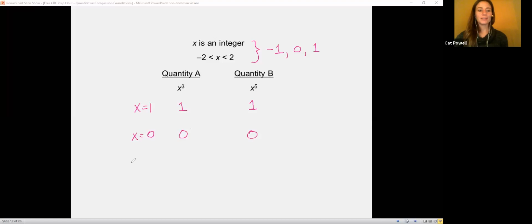Cool. Yeah, 0 in both counts. And what about -1? Yeah, Isaiah is right. -1 cubed, well, that's still -1. -1 to the 5th, that's also still -1. So actually in all 3 cases here, these are going to be equal. Our answer is C.